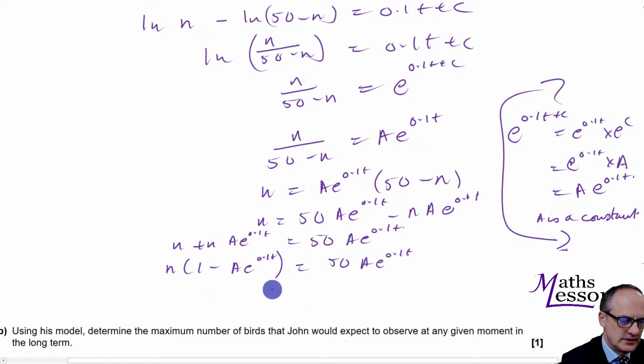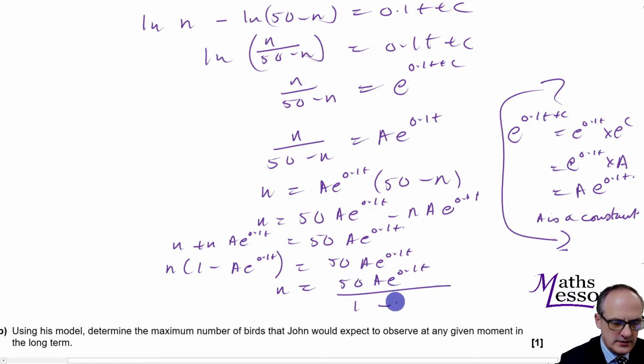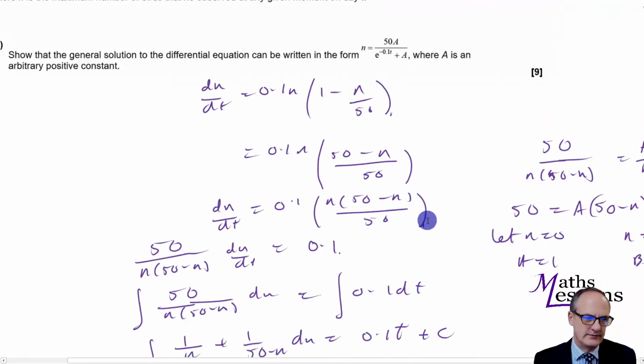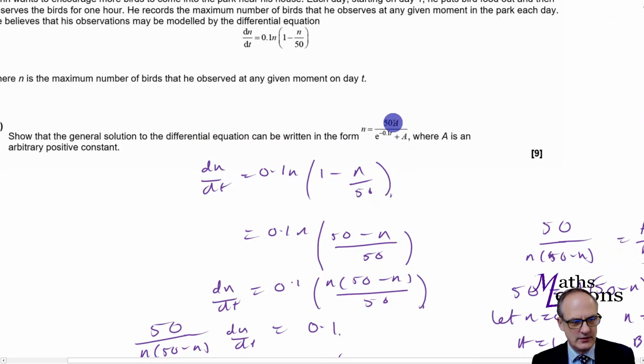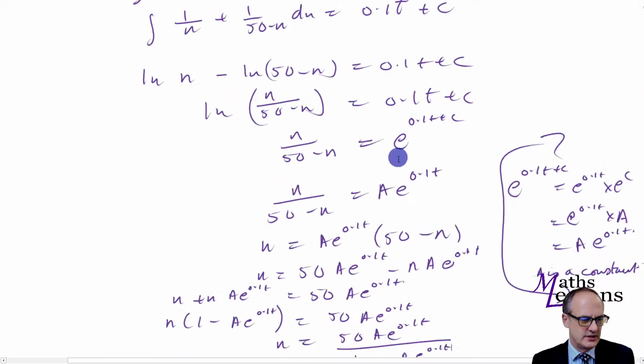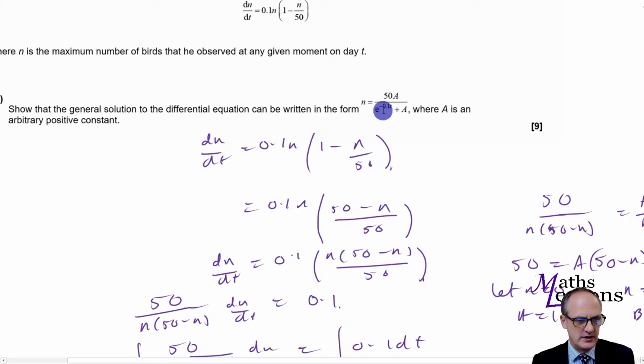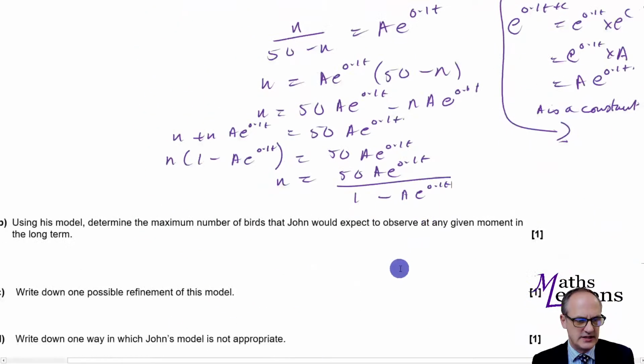We're going to get there soon. Divide throughout by this, where you get n equals 50 a e to the 0.1t over 1 plus a e to the 0.1t, which feels like we got to the answer. But we haven't, because we got 50a over e to the minus 0.1t plus a. Now, how do I get that? Well, there's a 1 there, and there's an e to the minus 0.1t there, and there's an a, and there's an a here.